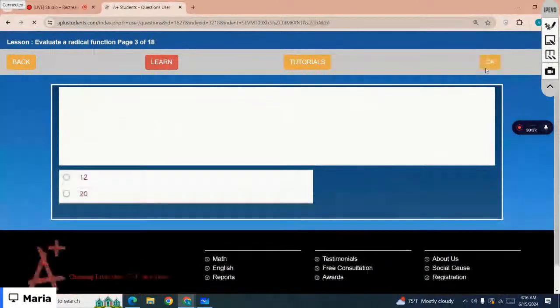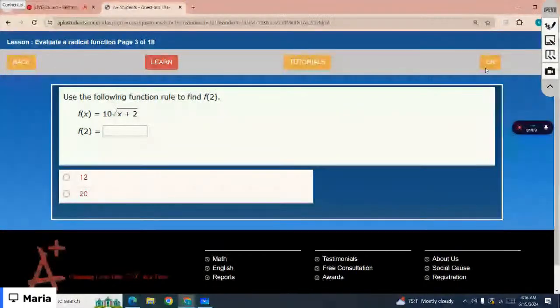The following function rule to find f of 2. So which is the correct option? Is the x with 2? Yes, that is 20 of the correct option.